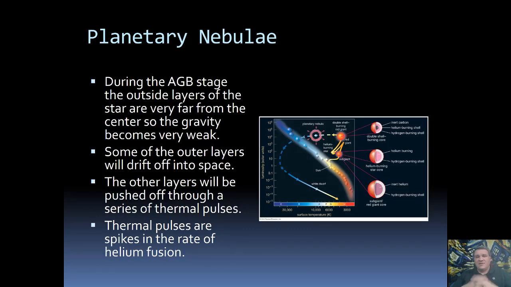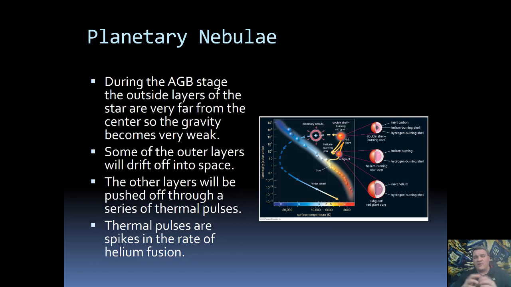During this AGB stage, the star will have swollen up so much that the outer layers are held on by gravity very, very weakly. What this means is that any bump in pressure will actually cause these outer layers to begin to drift off into space.